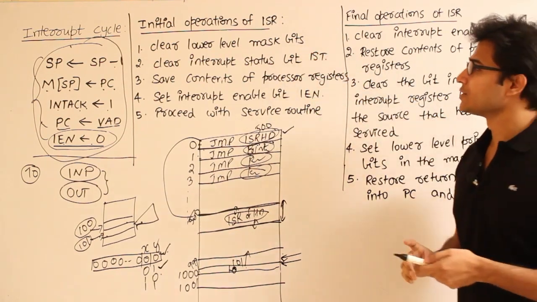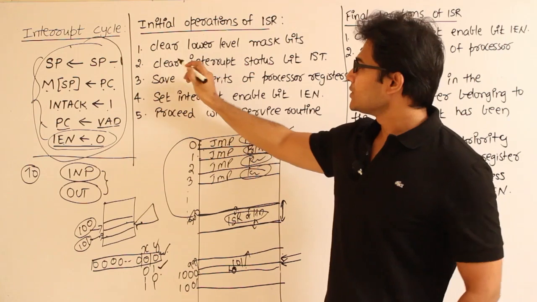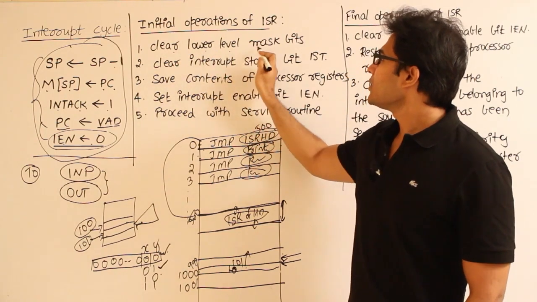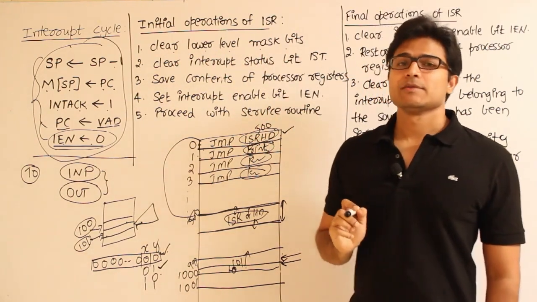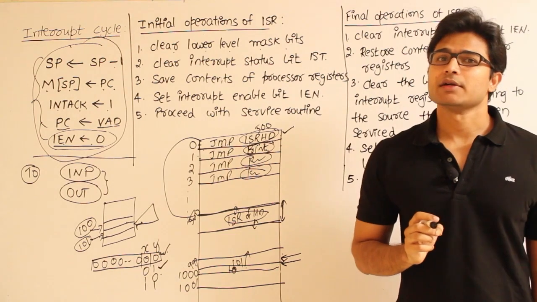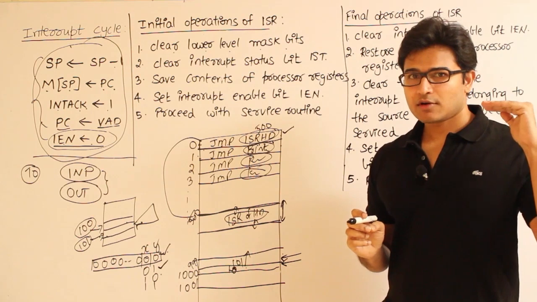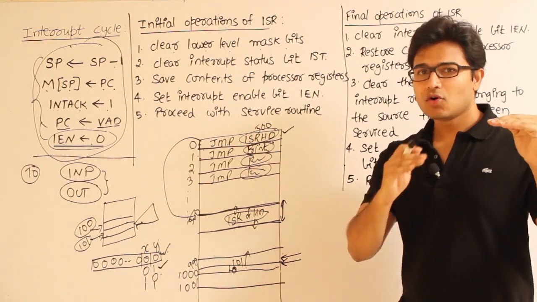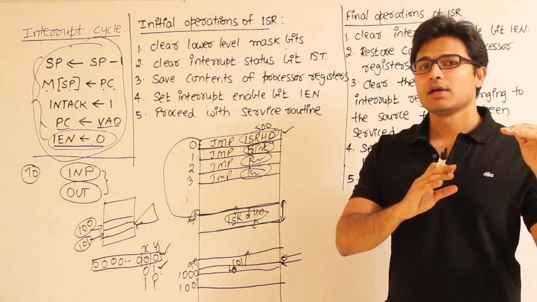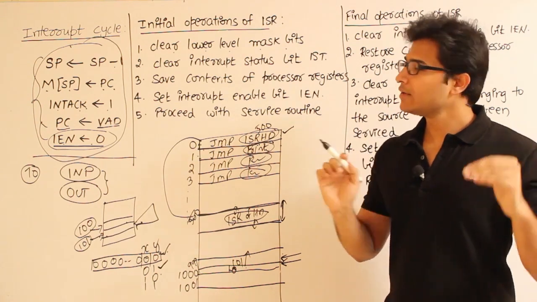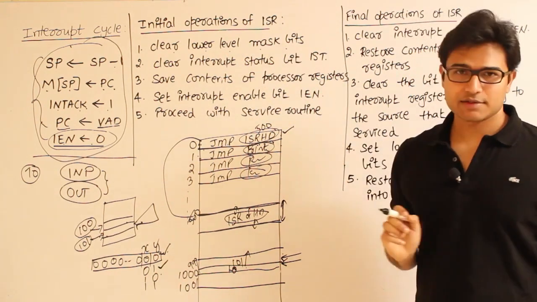But still we have to do this. Now see this one. First one is clear lower level mask bits. So why is this thing implemented? Because if you are implementing the ISR of some device, the low level devices should not disturb it. For that reason we are going to clear the mask bits.